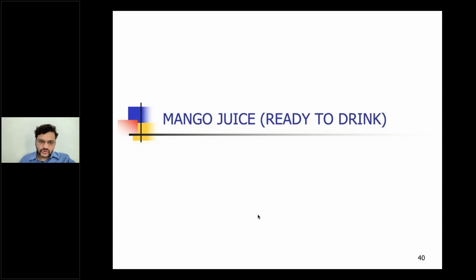So mango juice processing is also something which I thought I should cover here, because if you want to go for a juice processing line, then what all machines would be involved. So I wanted to just briefly share the process for that.